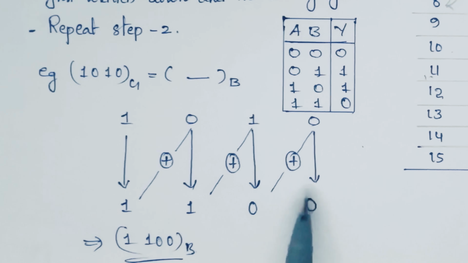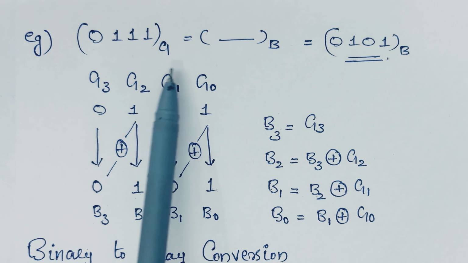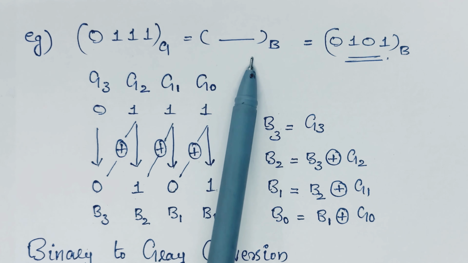So 0 XOR 0, answer is 0. So the resultant binary code is 1100. Let us see one more example for the gray to binary conversion.